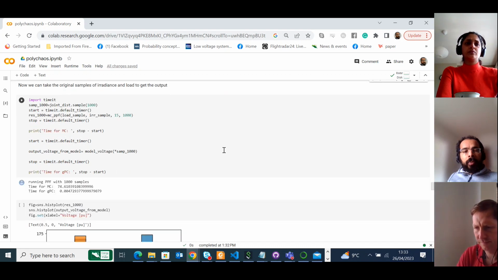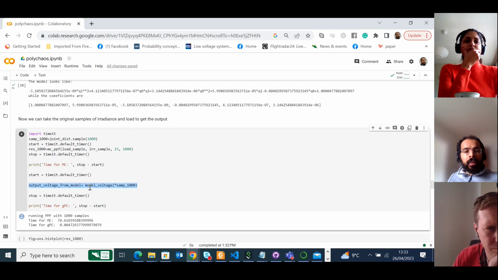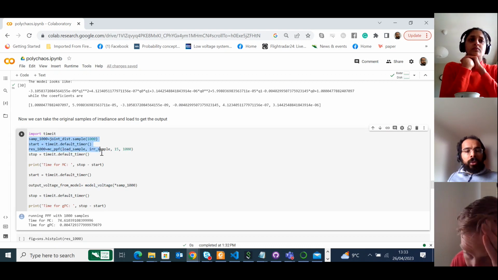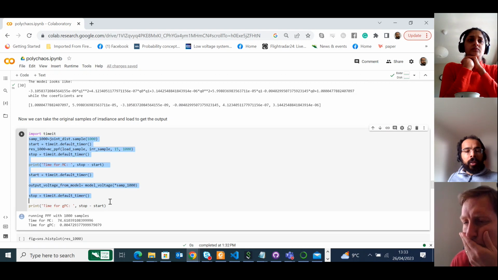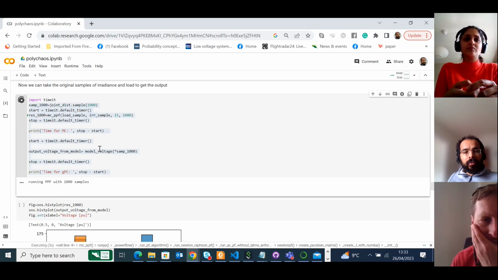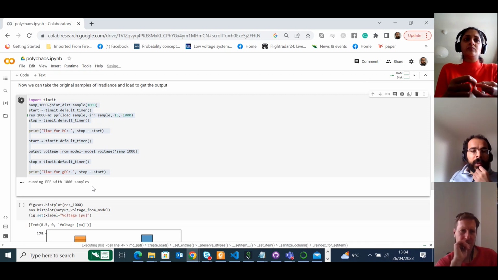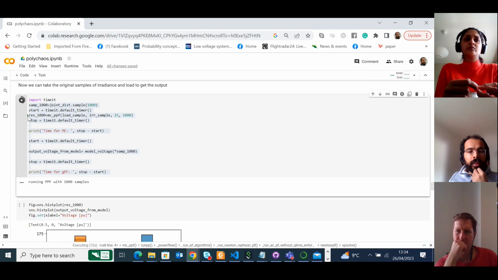What we do is we pass new samples through the same model to get the output voltage. So here we sample again 1000 samples. We do both Monte Carlo and we also pass through the GPC samples. And let's see how long it takes. So now it's running probabilistic power flow for Monte Carlo. It's here now. You can see the arrow. It takes quite a while.